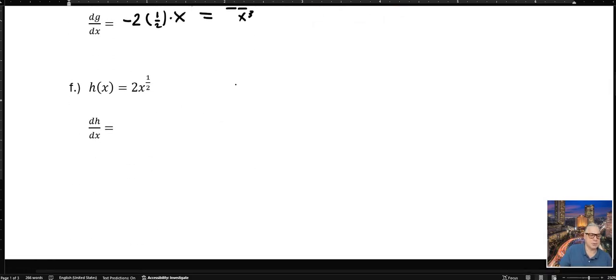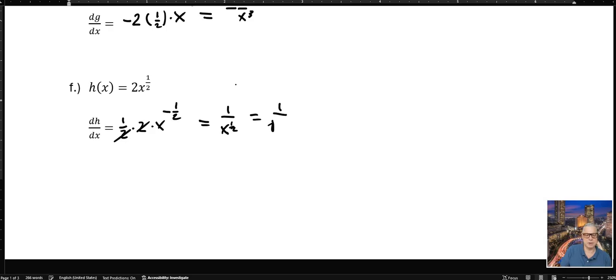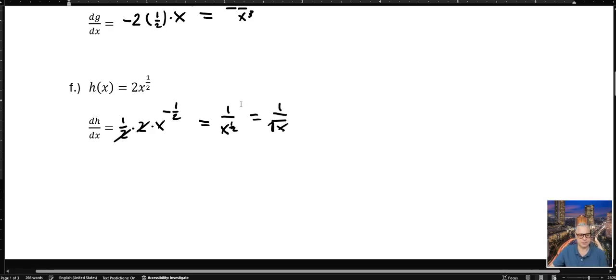Okay, next one, h of x. Again, step 1, the exponent goes in front, so we have 1 over 2 times 2 times x. Now we get negative 1/2. Okay, so the 2 cancels out with this 2, and then we get x to the negative 1/2. That is, as you know, 1 over x to the 1/2, or more conveniently written 1 over the square root of x.